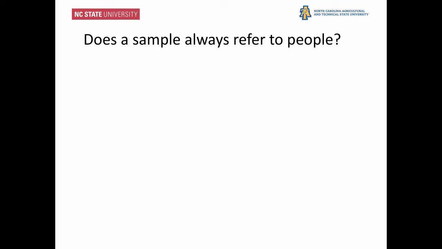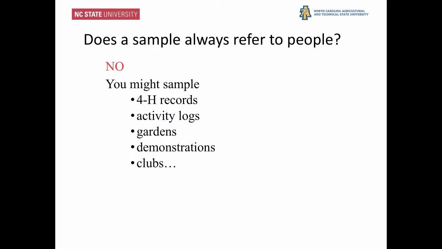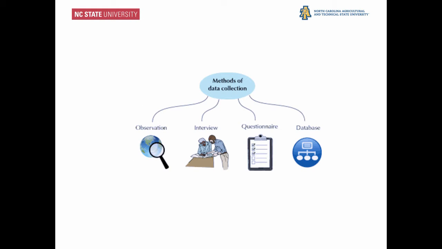Does a sample always refer to people? Well, no. You might sample things like 4-H records, activity logs, gardens, demonstrations, clubs, and so forth. Once you have collected data for your evaluation, you can move on to the next step to analyze your data and report your results. We'll talk about those next steps in the following video.